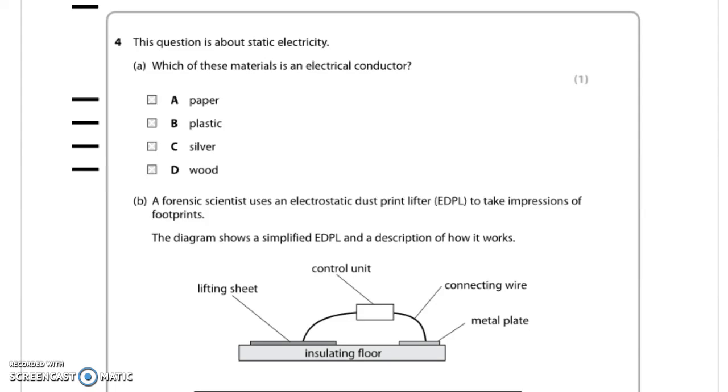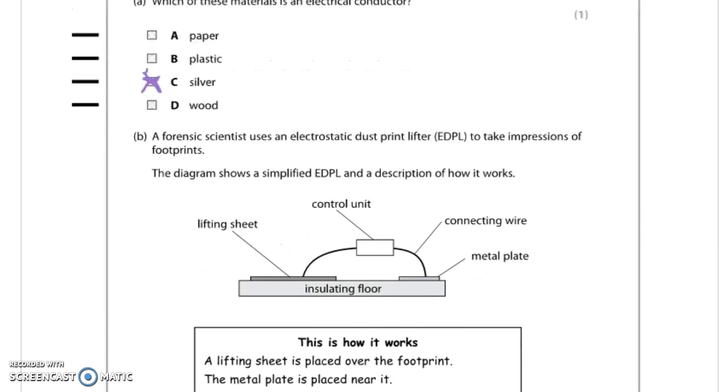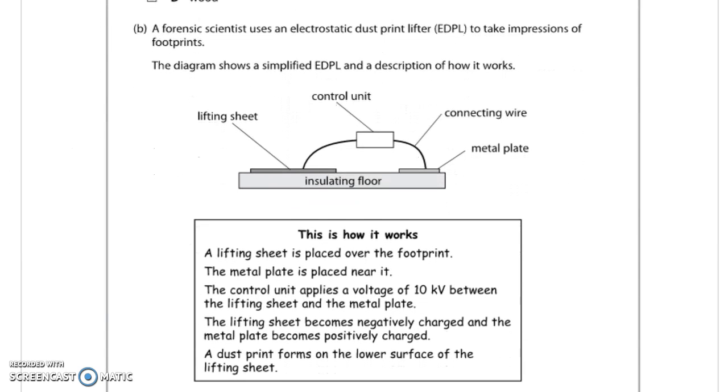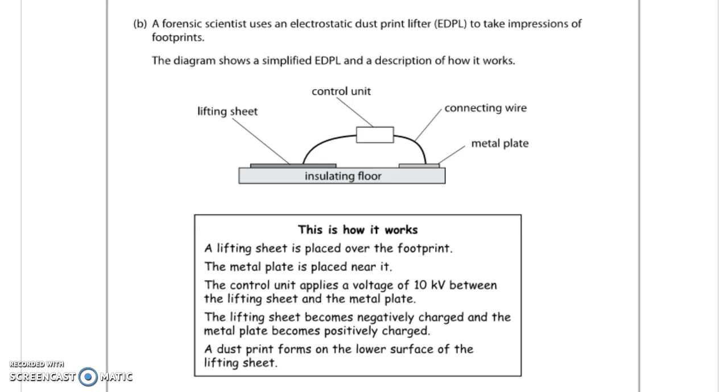Question 4. Material which is an electrical insulator. We're looking for the one which is a metal. So that one's silver. None of the other ones are metal, so none of the rest of them will be a good conductor.